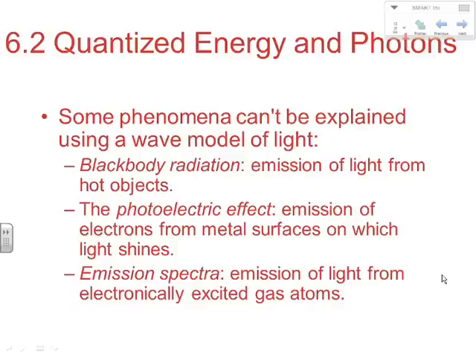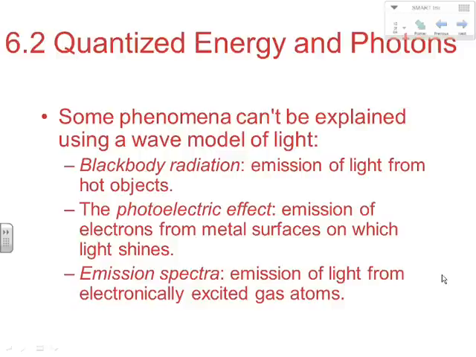Well, the problem is there was a number of phenomena that scientists couldn't explain using the wave model of light. Light is an energy form. By classical physics, light is supposed to behave like it's a wave. But things like black body radiation, which is really the emission of a glowing metal, so when you heat up a metal, it kicks out light, the photoelectric effect, which was something that Einstein was studying, which we'll look at, as well as emission spectrum.